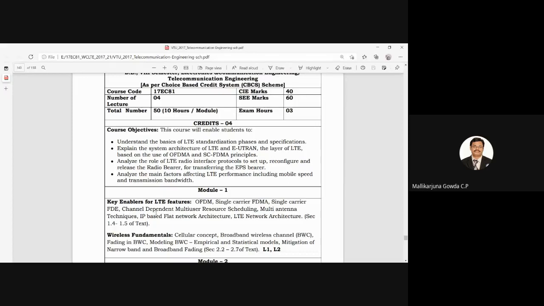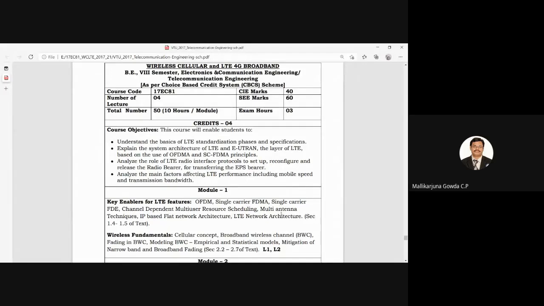Then channel dependent multi-user resource scheduling. I don't know to what extent you will understand; I'm just reading the topics. I will come back to this when we discuss what it is. I hope you will be able to understand during that time, at least some topics.